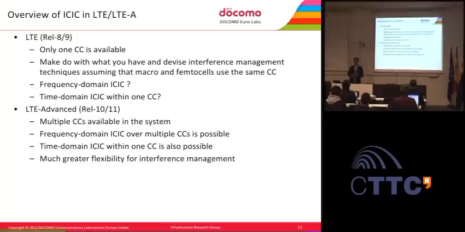On the other hand, in LTE Advanced, you have a lot more flexibility. You have many component carriers. So you could possibly assign one set of component carriers to your macro cell, one to your femtocell, and completely orthogonalize the system. You could do frequency domain ICIC over multiple component carriers, time domain ICIC over one or many. So you have a much greater flexibility for interference management. But of course, if you want to have a backward compatible scheme, the lowest common denominator is what you have with LTE, not LTE Advanced.